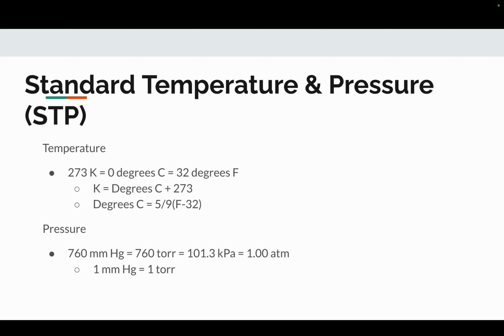Now for pressure. The standard pressure that is being referred to is 760 millimeters of mercury, which is Hg. The symbol for mercury is Hg on the periodic table. This is also equal to 760 torr. This is equal to 101.3 kilopascals, and this is also equal to 1 atm, or 1 atmosphere. Now the conversion between millimeters of mercury and torr is simply 1-to-1, and from there you can use proportions to figure out any other conversion you need based on these 4 pressure conditions. Does anybody have any questions?